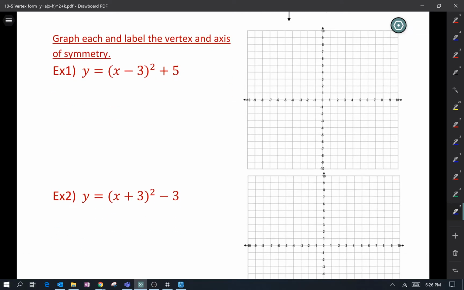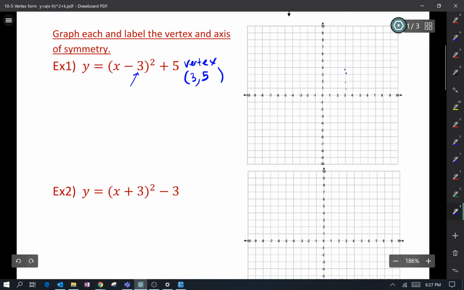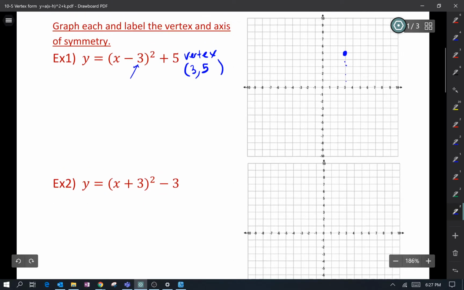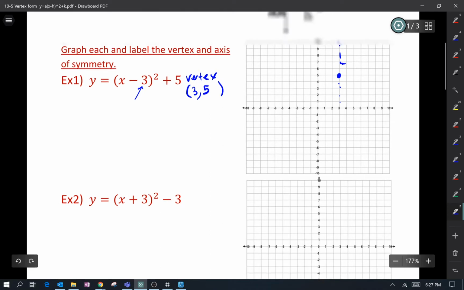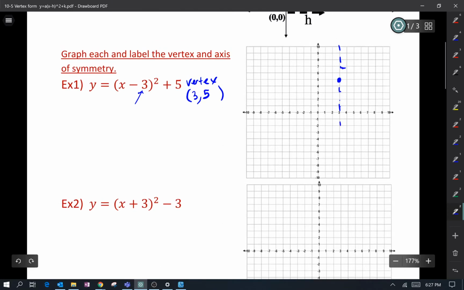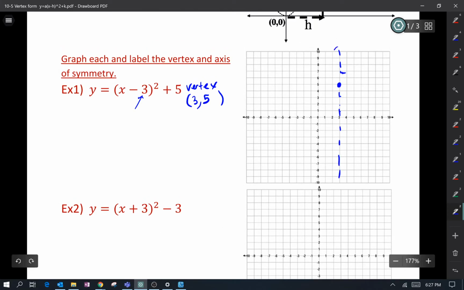The first thing is we need to find the vertex. Remember, the vertex is going to be found at whatever's being subtracted here. What's being subtracted? 3. And then what am I adding to it? 5. So the vertex is at 3, 5. So if I go to 3, 5, 1, 2, 3, 4, 5, put a dot there. I know the axis of symmetry is there because the vertex is always on the axis of symmetry, so somewhere on that line.